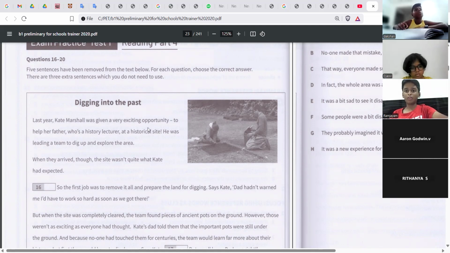When they arrived, though, the site was quiet and Kate had expected. Oh, and the site wasn't what? The site wasn't expected, wasn't, after wasn't, wasn't quiet. What is the meaning of quiet here? Sir, it was not quiet what Kate had expected.